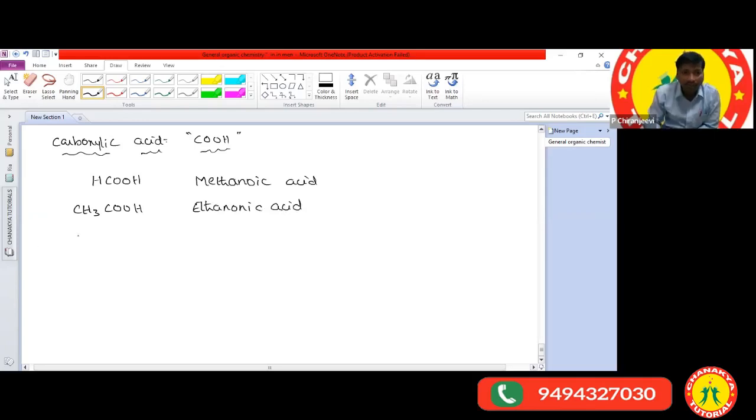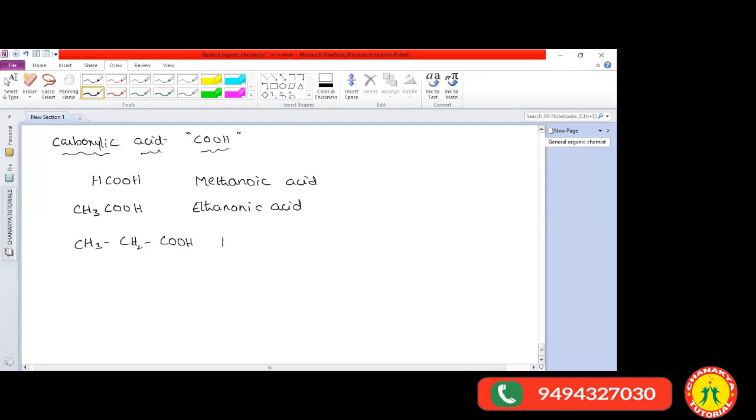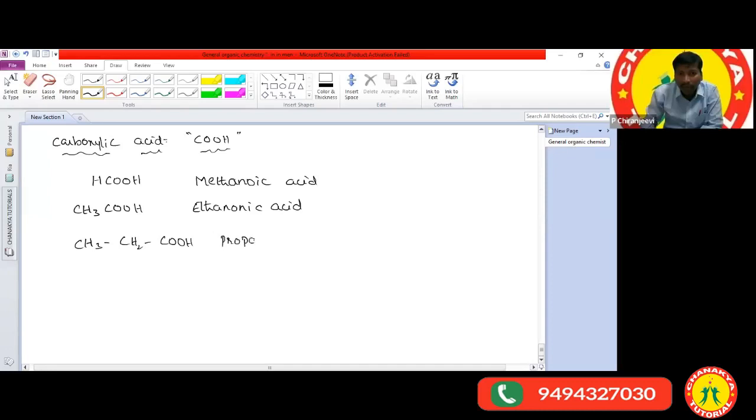Now I'm giving one more example. Aditi, this is your turn. CH3-CH2-COOH. What is the IUPAC name of the given compound? Propanoic acid. Very good. Propanoic acid. Okay, next.